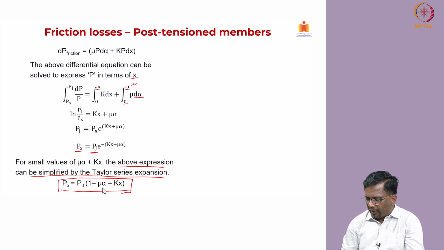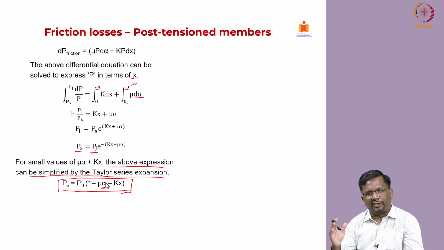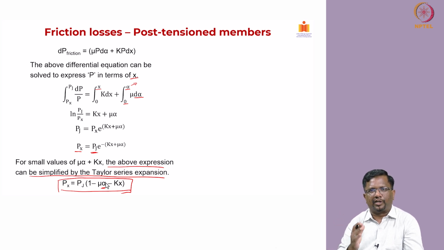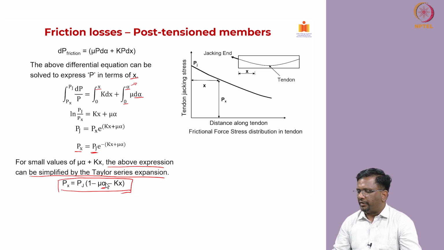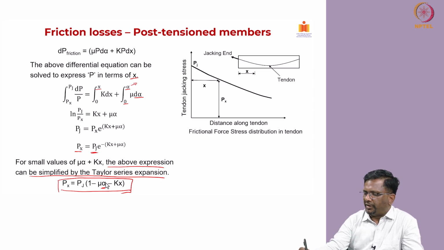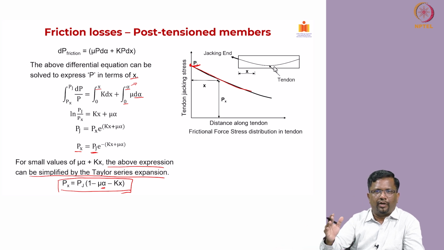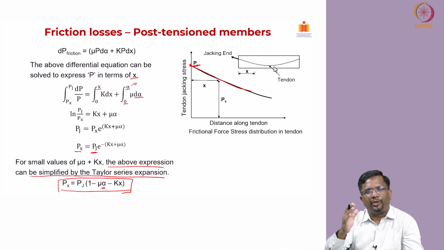So, if I know for any distance how much curvature change alpha has happened, and the distance x that I am considering, then I can directly calculate the force that will be left after friction loss, which is nothing but your Px. Okay, so this is the way it is going to happen. Now, you see this is the initial jacking force, which is Pj, and it will keep on reducing because alpha, the curvature change, is going to be cumulative.